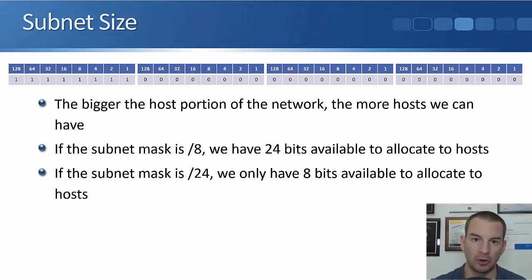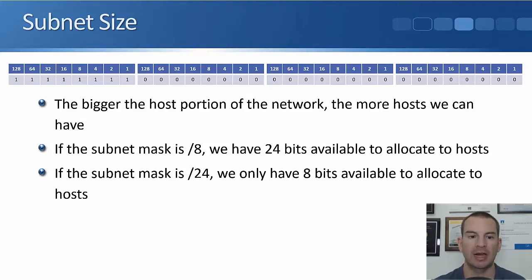Okay, the first thing to talk about is the effect that the slash line has, which designates where the network portion of the address is and the host portion of the address. If a subnet mask is a /8, for example, using the first 8 bits for the network portion of the address, then 8 bits for the network portion, 24 bits for the host portion. If we compare that with a /24, we're going to have 24 bits for the network portion and only 8 bits for the host portion.